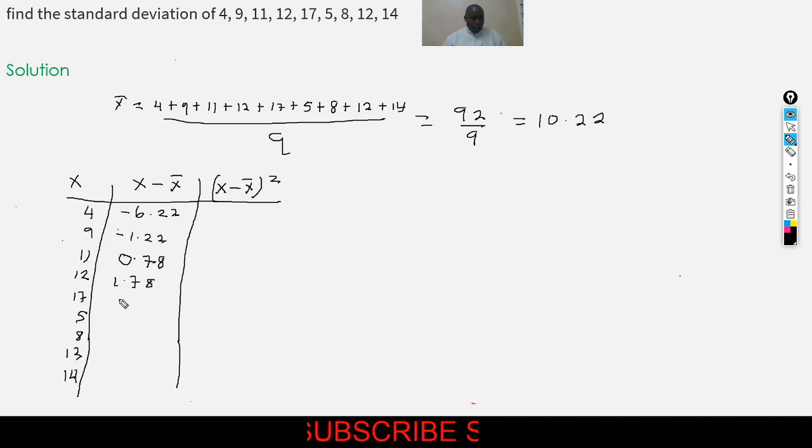Then next we shall get 6.78. Next we shall have negative 5.22. Next we shall have negative 2.22. Next we shall have 1.78. Next we shall have 3.78.